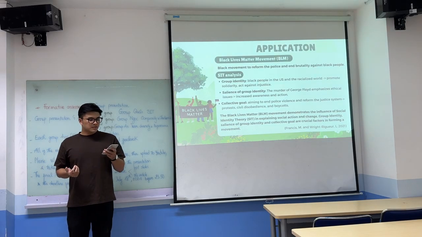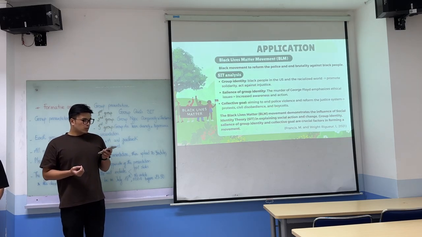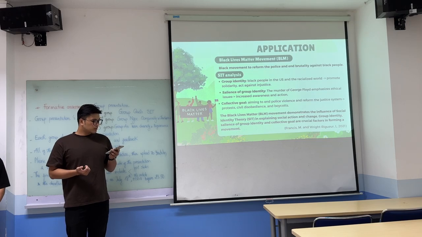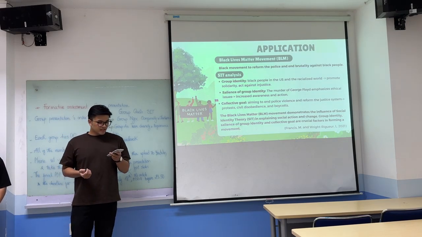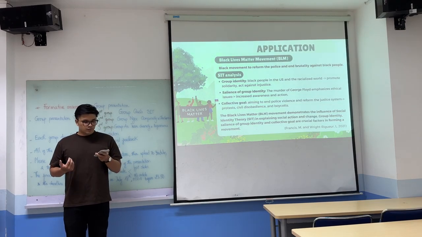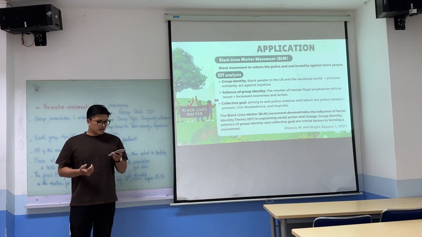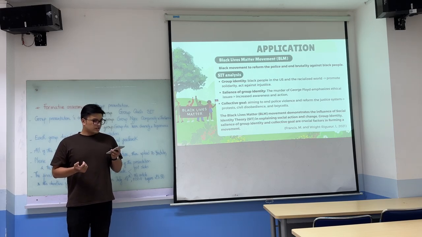The Black Lives Matter movement emerged after the murder of George Floyd, an unarmed Black man, by white police in Minnesota in May 2020. The movement organized protests around the world to reform the police and end brutality against Black people. About SIT's analysis, the first thing about group identities is that Black people in the US and around the world share strong group identities based on common experiences of racism and oppression. This group identity motivates them to act against injustice.